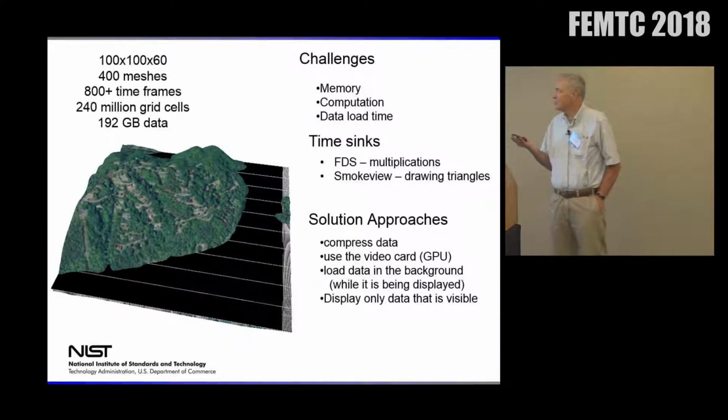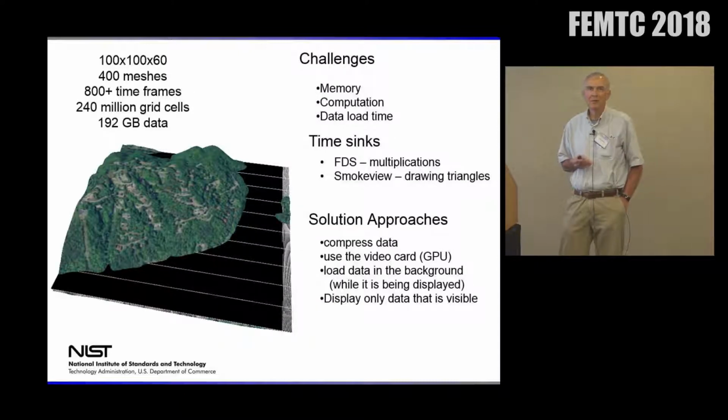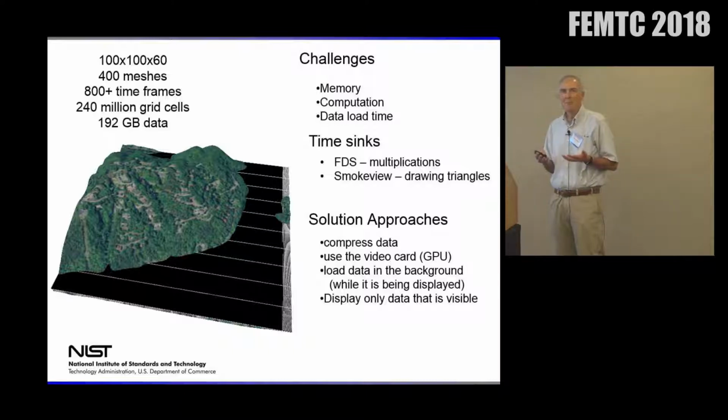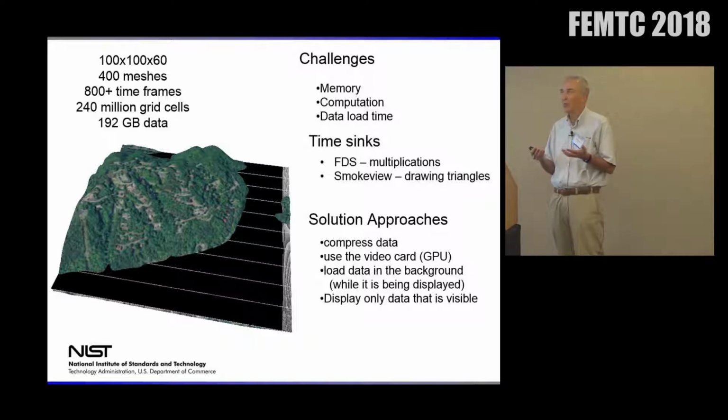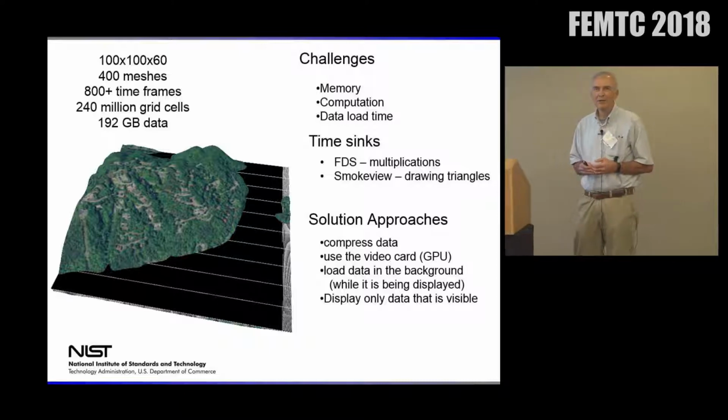So this particular case was a model of a fire near Gatlinburg, Tennessee. You may have heard of it on the news a year or two ago. Now, this case was set up. It has 400 meshes. Each mesh is 100 by 100 by 60. And there are 800 or more time frames. So there are a lot of grid cells, 240 million grid cells, 192 gigabytes of smoke data. So it's a non-trivial problem.